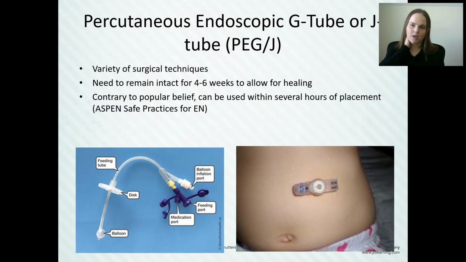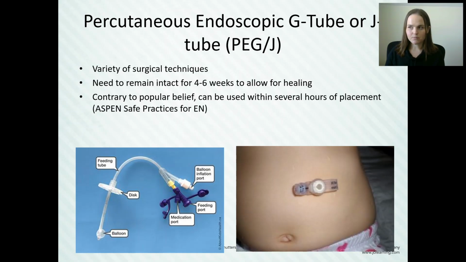Like I said, we're not going to go through the specific differences of all the different types of G tubes and J tubes that exist. There's a ton of different surgical techniques. In my experience, most often they're placing PEGs or a PEG, but it would again depend on your facility.